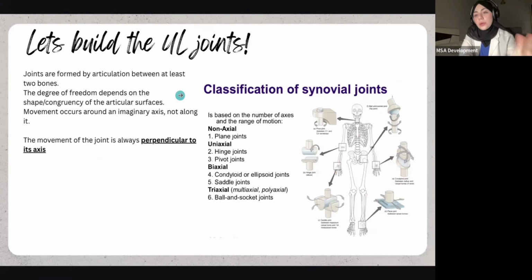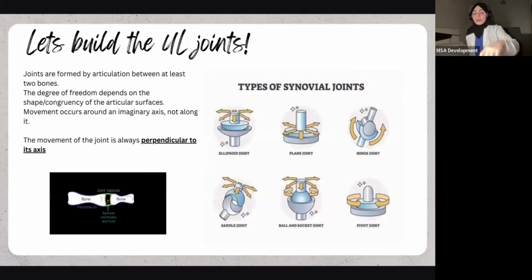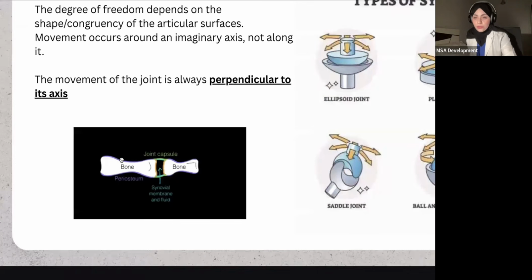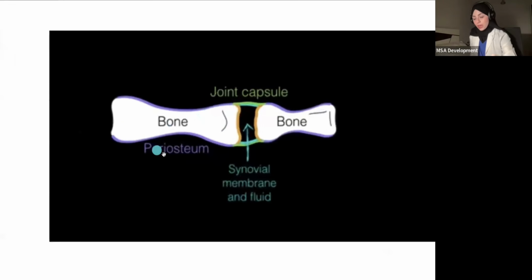Now, let's build the upper limb joints. First of all, we're going to quickly recap some points about the classification of synovial joints. Before I get ahead of myself, I want to explain a synovial joint because these are basics that we often forget from FND. Now, we have the bone, and the bone is covered by this thick collagenous fibrous connective tissue, which is known as the periosteum. The periosteum is going to be covering the shafts of the bone right here.